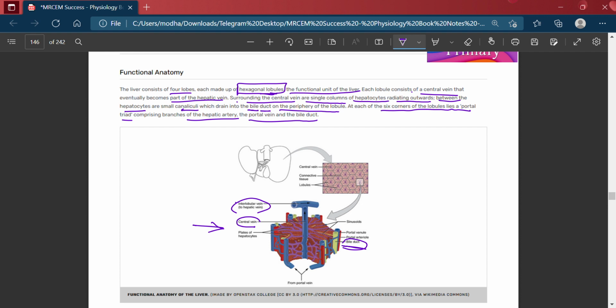Now, at each of the six corners of the lobule lies a portal triad. There is the portal triad: a portal vein, the bile duct, and branches of the hepatic artery.